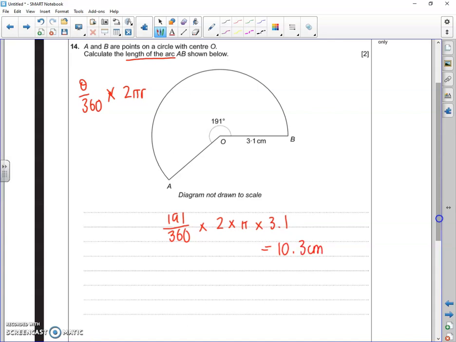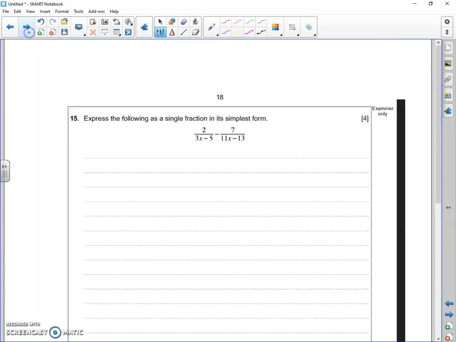If it had shown us the other arc, this is sometimes called the major arc because it's the long way round from getting A to B, not the short way round. But that's missing off this diagram. Anyway, so question 14, reasonably straightforward.